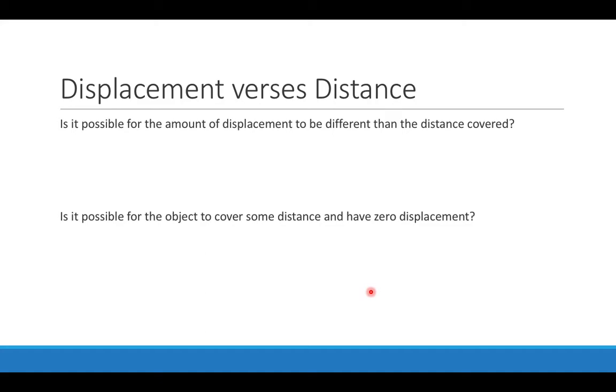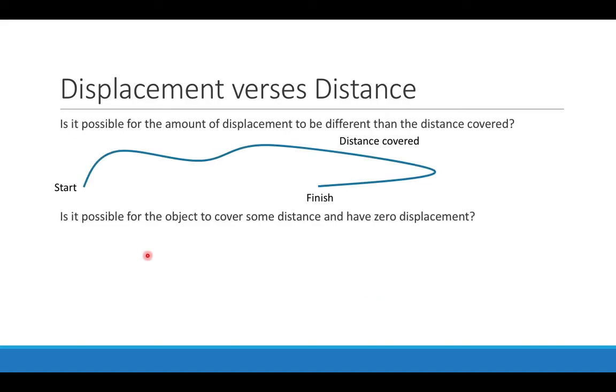So we can ask a couple of questions about displacement versus distance. And so the first question is, is it possible for the amount of displacement to be different than the distance covered? And the answer to that is yes. So here's an example where maybe I'm in a race and I have a start over here for the race, and then the race takes some path. And then here's the finish line over there, and so this line represents the distance that was covered.